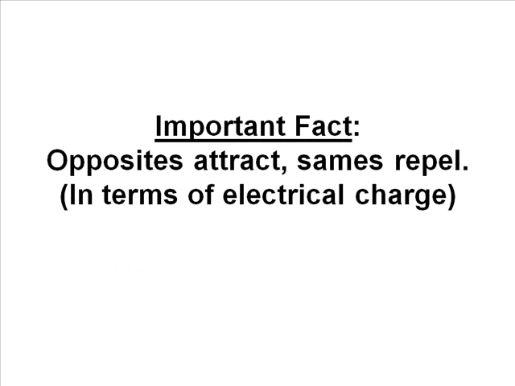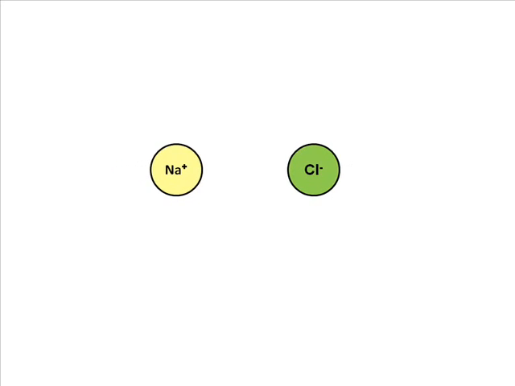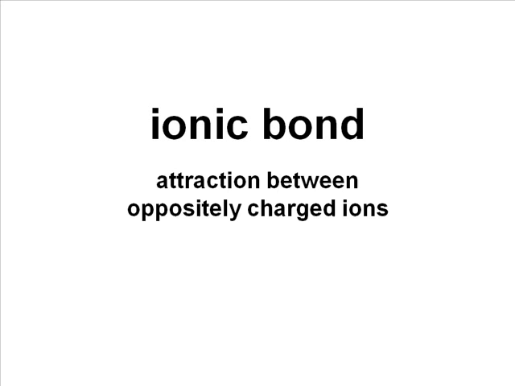Very important fact. Opposites attract, sames repel, at least in terms of electrical charge. We have here a sodium cation and a chloride anion. If you think about this, these two particles had to get pretty close together in order for sodium to donate an electron and for chlorine to accept it and become chloride. And so there is an attraction between them. And that attraction is what we call an ionic bond. An ionic bond is the attraction between oppositely charged ions. It's the first form of chemical bonding that we're going to deal with.